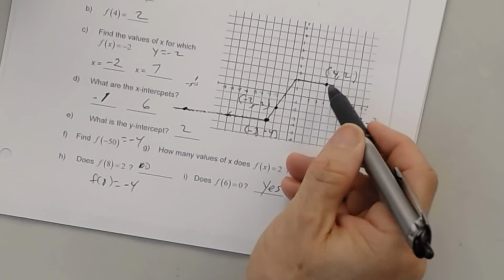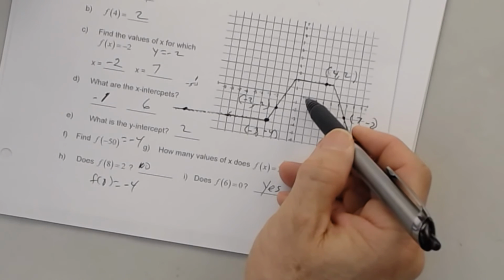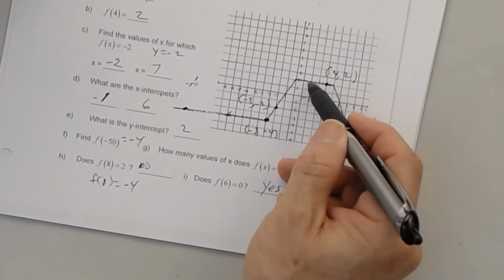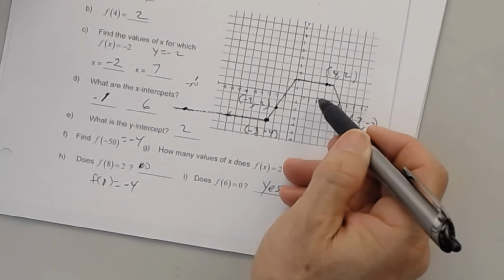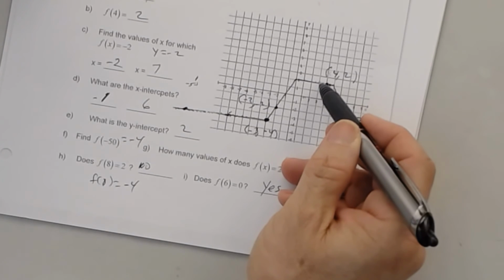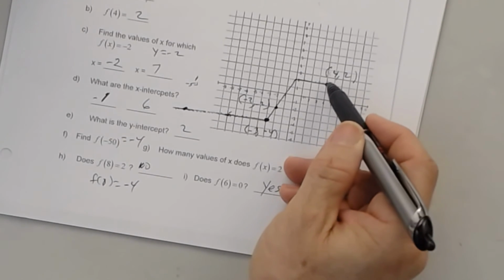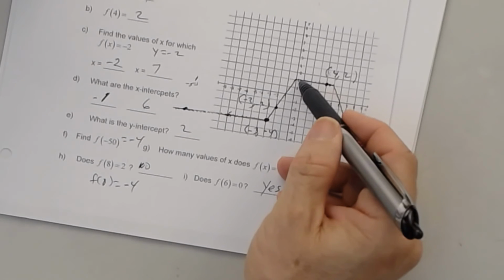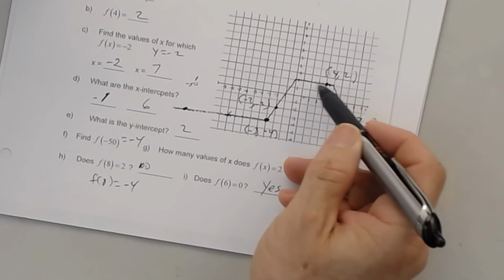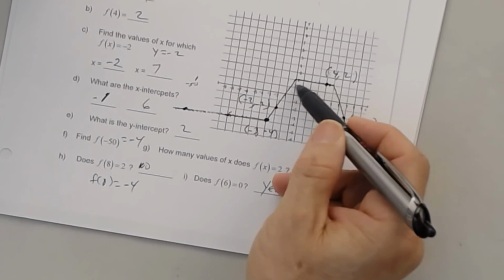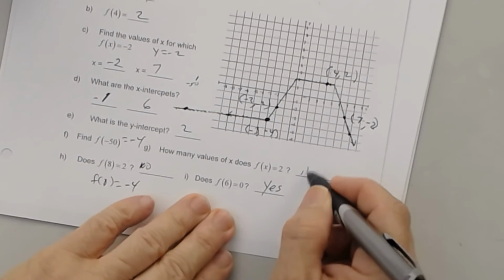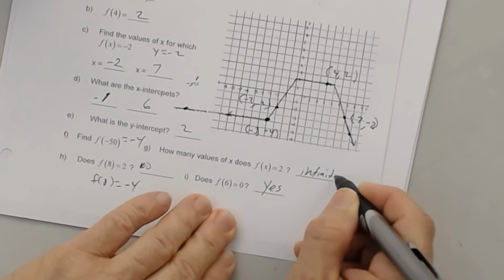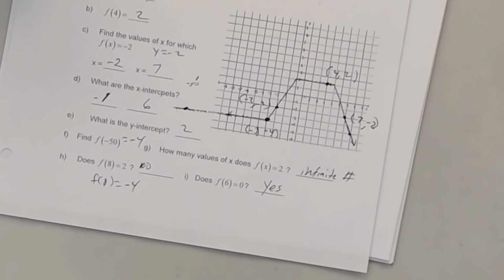Because you're just thinking whole numbers. We talked about that, but isn't it true that when x is 1.25, the y value is 2? When x is 3.000008, the y value is 2? So how many values of x is y equal to 2? An infinite number.